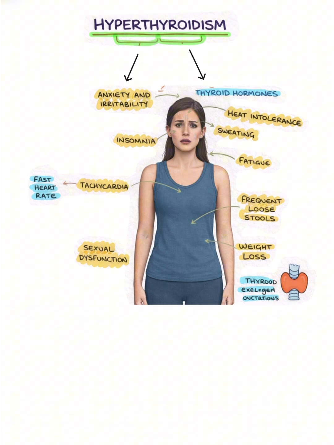Hyperthyroidism is the opposite. There are excessive thyroid hormones. Patients may present with anxiety, irritability, heat intolerance, weight loss, and a fast heart rate. They may also have diarrhea and sleep disturbances.